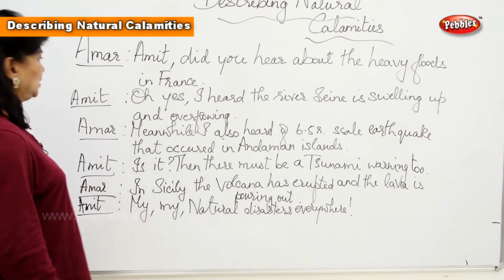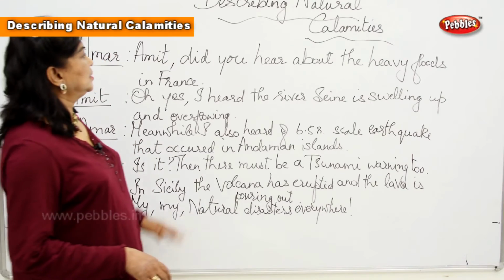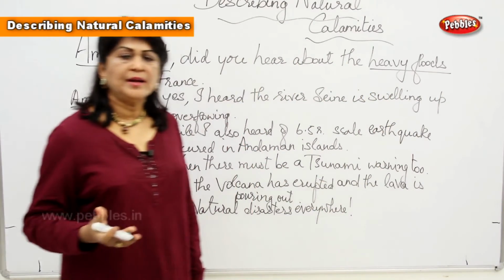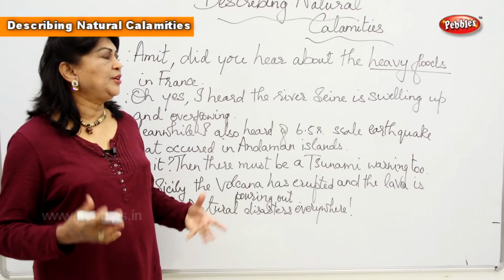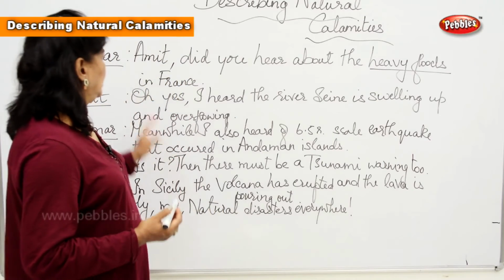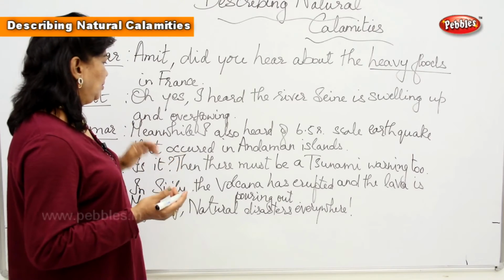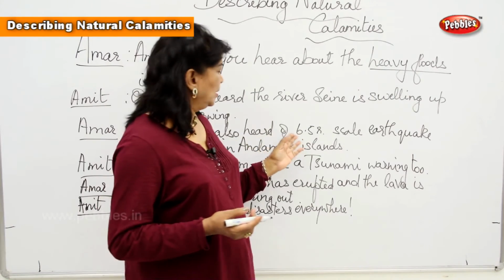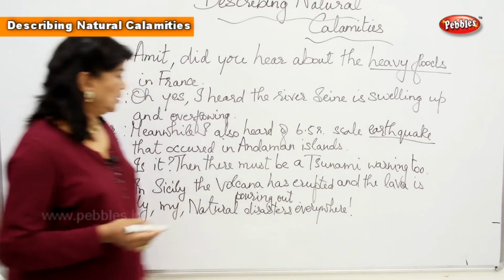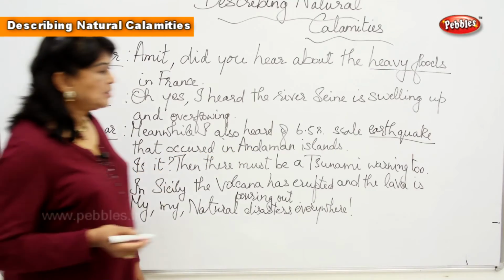Okay. See, they are discussing about the different kinds of natural calamities. Did you hear about the heavy floods? How does a flood occur? Due to heavy rain, torrential rain, okay, heavy rainfall. Yes, I heard the river Seine is swelling up and overflowing, okay. Meanwhile, I also heard of a 6.5 Richter scale earthquake that occurred in Andaman Islands. Is it? Then there must be a tsunami.